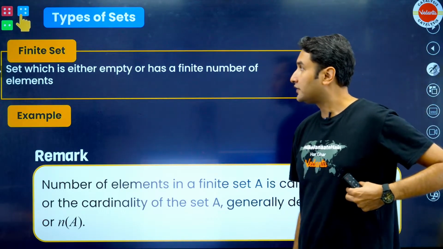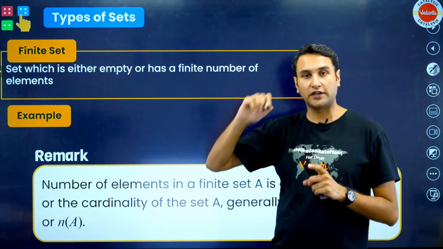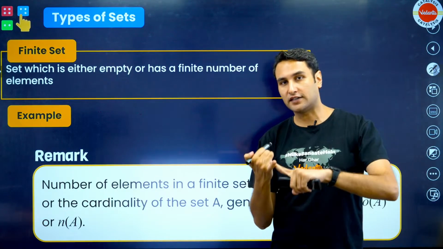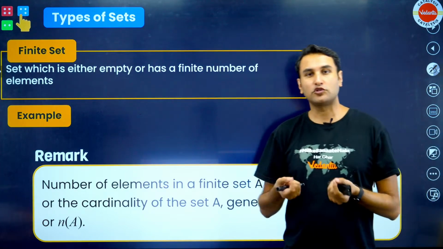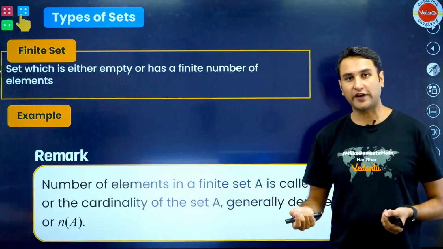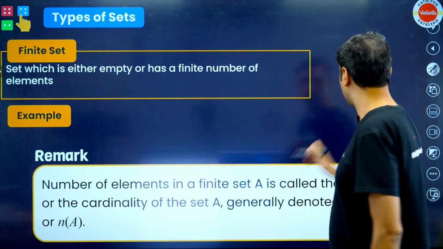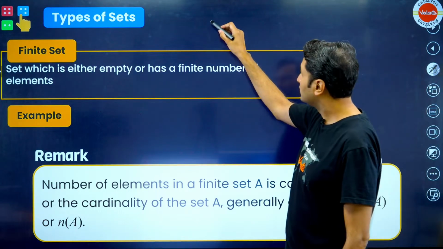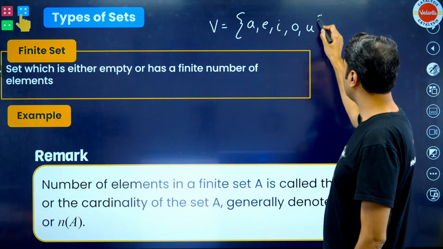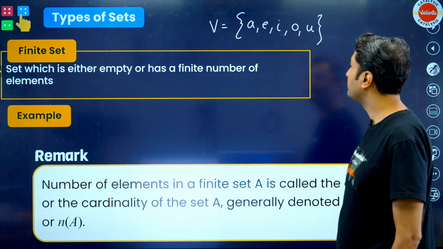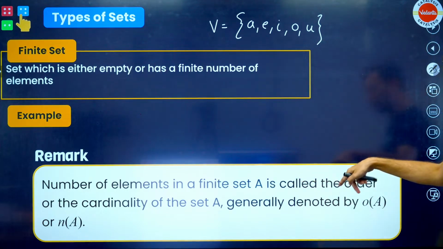Now, the finite set. In learning types of sets, we have come down to the finite set. What we have done till now: null set, singleton set, finite set. Very simple. When the number of elements is finite, and most of the sets we have been seeing till now are finite sets, right? For example, the set of all the vowels, the example that we started with: A, E, I, O, U. How many elements are there? 1, 2, 3, 4, 5. Five vowels, finite.